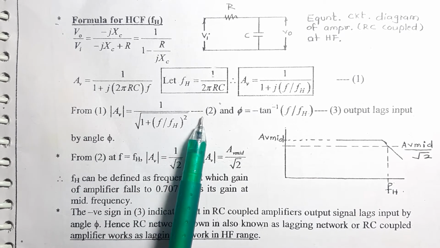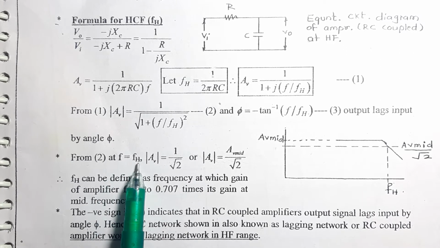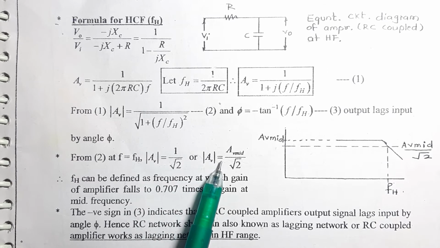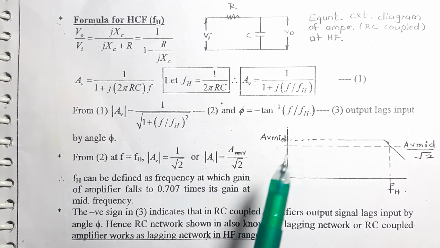So from equation 2 over here, we can have at F equals to FH, your mod AV, which is equals to 1 upon root 2, or AV is given as AV mid by root 2, which can be seen over here.